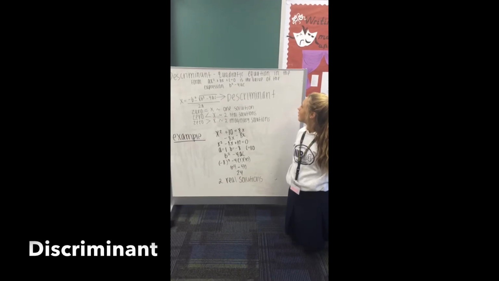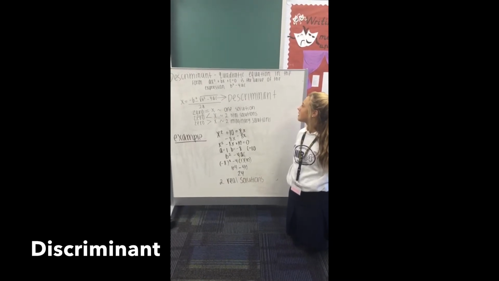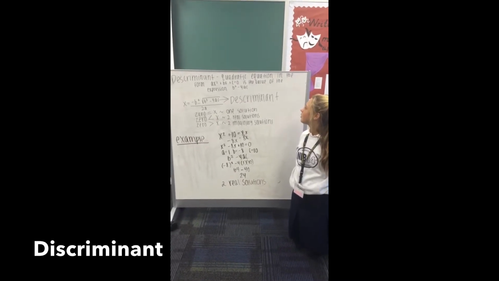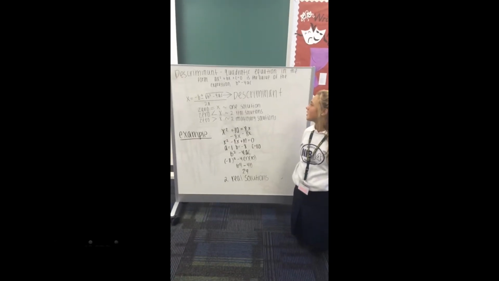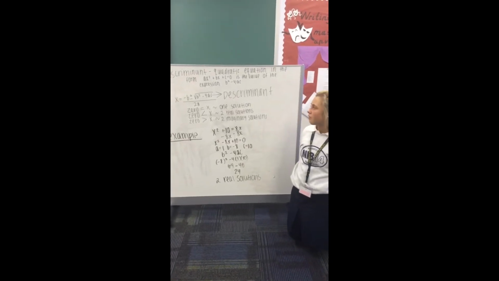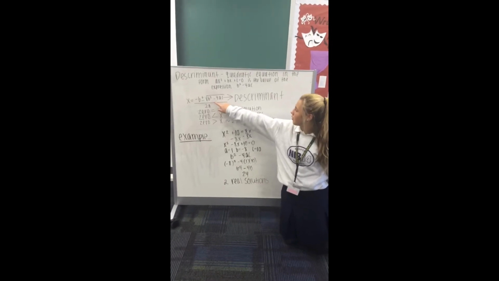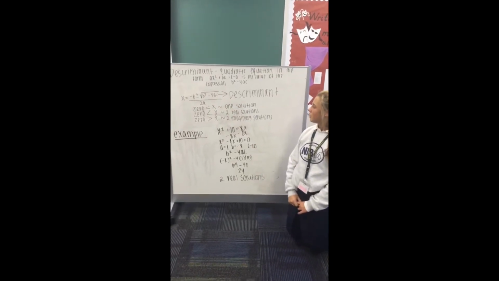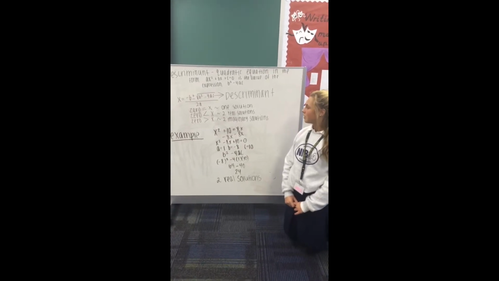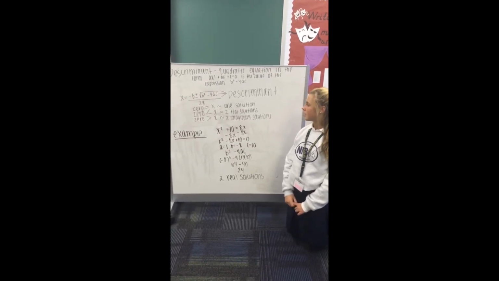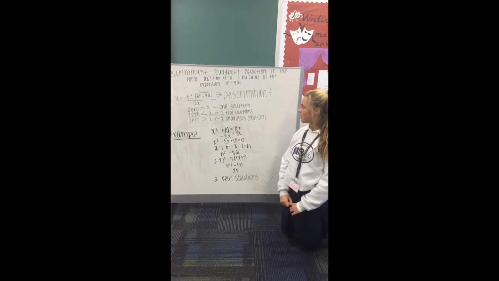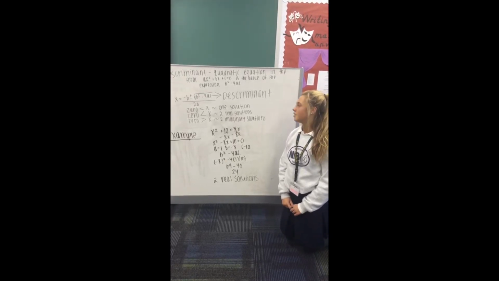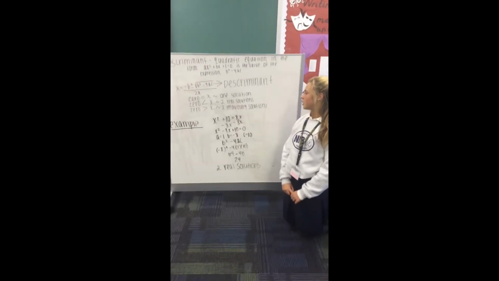For a quadratic equation in the form ax squared plus bx plus c equals 0, the discriminant is the value of the expression b squared minus 4ac. So in the quadratic formula, the number in the square root would be this discriminant. If the discriminant is equal to 0, it's one solution. If it is greater than 0, it is two solutions. And if it is less than 0, it is two imaginary solutions.